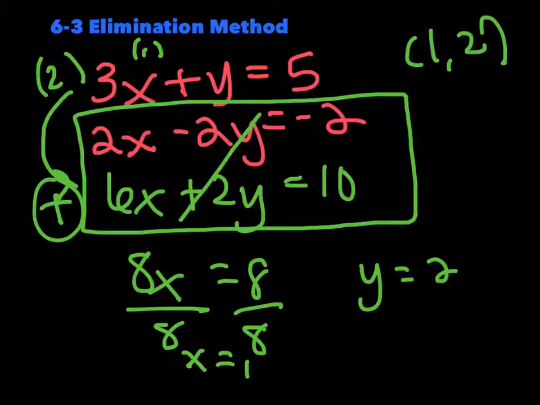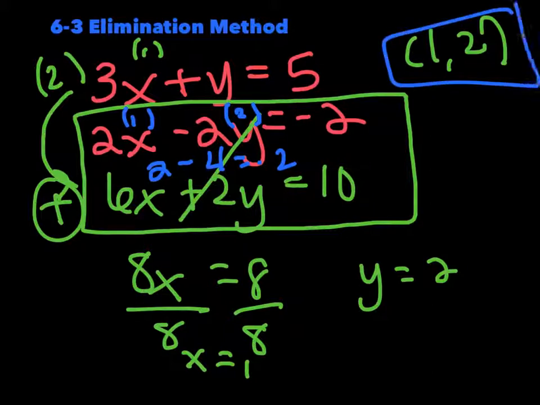So you would get 2 times 1 minus 2 times 2. So 2 times 1 is 2 minus 4 is equal to negative 2. So it worked on both of them, so you know that this is your solution to both.